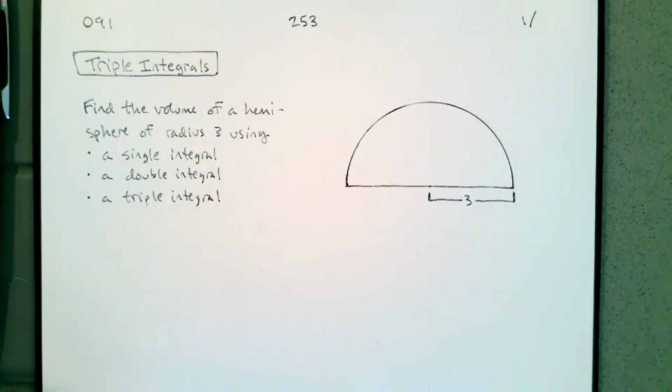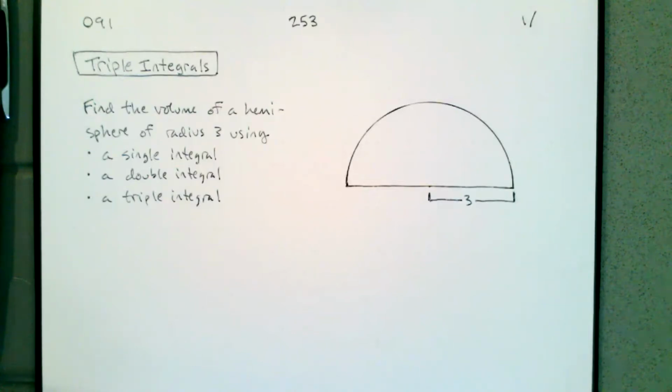So here's our triple integral problem for the day. I want to find the volume of a hemisphere with a radius of 3. And I want to set up a single integral, a double integral, and a triple integral to represent the same volume.